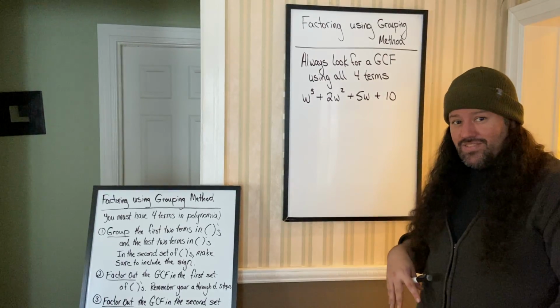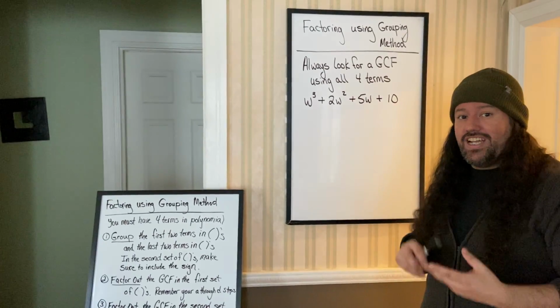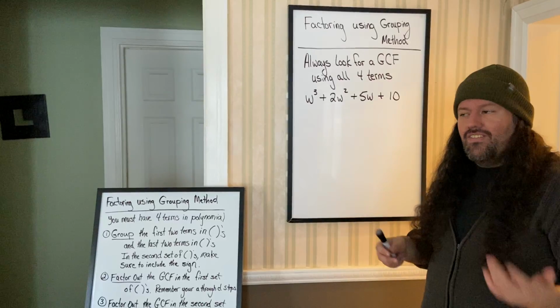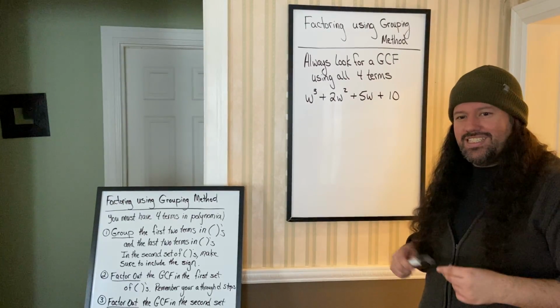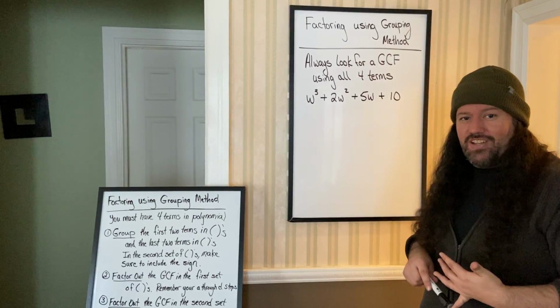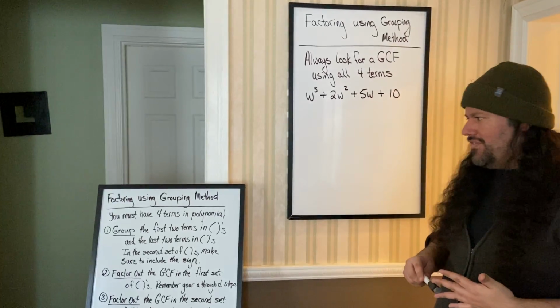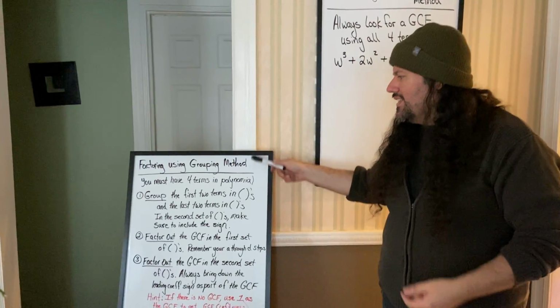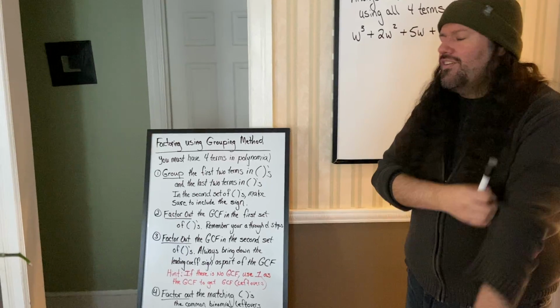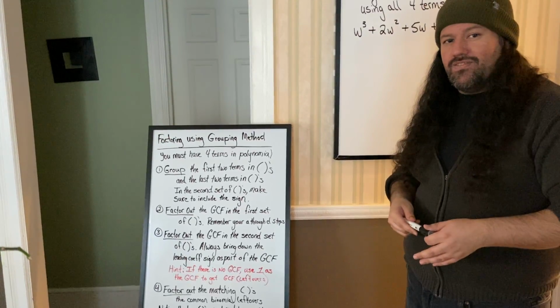Alright, as part of 6.1, we talked about how to factor out a GCF, but also part of 6.1 is another type of factoring method. We call it the grouping method. The grouping method, for it to work, you must have 4 terms in the polynomial.